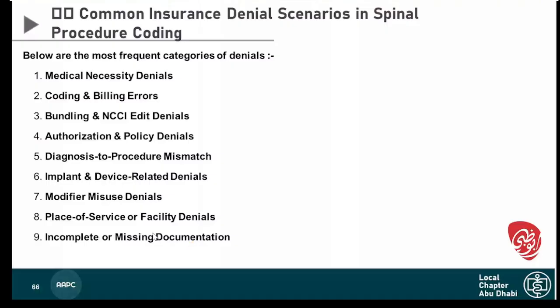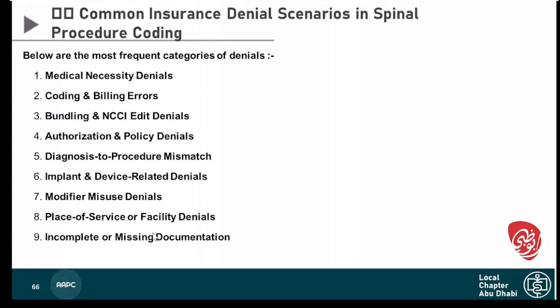So next, common insurance denial scenarios in spinal procedure coding. We have to be more careful while coding spinal procedures, because inappropriate coding or unspecified codes will lead to rejections. If medical necessity is not there, insurance will deny our revision request. So we have to be careful. Below are the most frequent categories of denials.